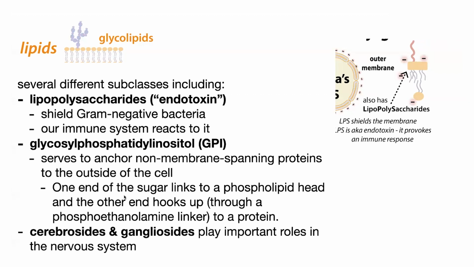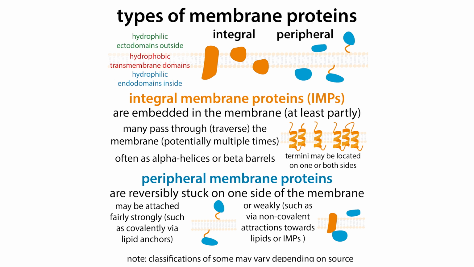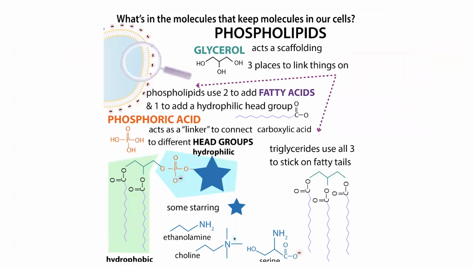There are lots of different types of glycolipids. Glycosyl phosphatidylinositol, or GPI, serves to anchor non-membrane-spanning proteins to the outside of the cell. So some membrane proteins go through the membrane, and some proteins can be anchored on the outside through this GPI. You have one end of the sugar linked to a phospholipid head, and the other linked to the protein. In the phospholipids surrounding our cells, the head group is hydrophilic, so water likes it, and then the tails are hydrophobic, so water excludes them. And then you end up with a sandwich with the watery parts on either side.